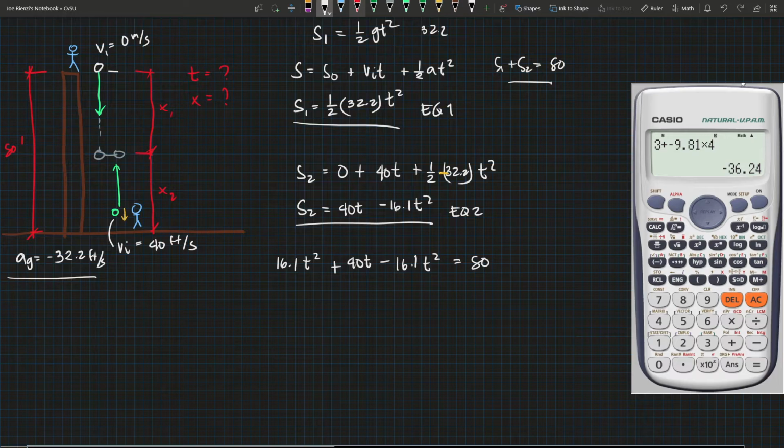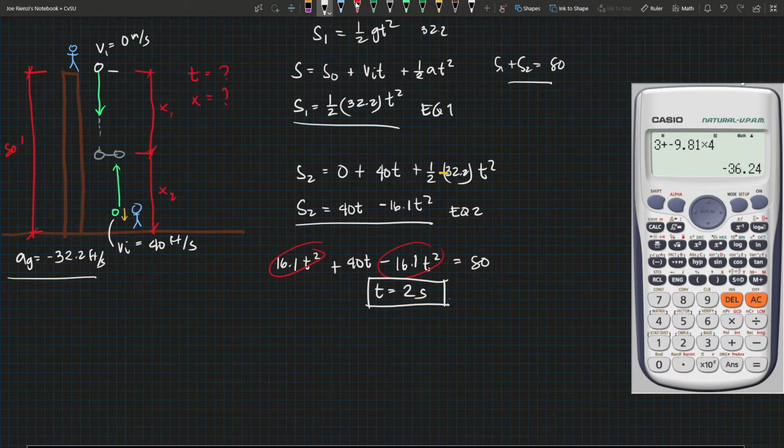Solving, syempre, mawawala to at ito dahil positive negative equal value, and then solving 40. So 80 divided by 40, that is 2 seconds. So ito yung isa nating importante. Ibig sabihin lang nito, at this point nagtagpo silang dalawa dito sa point na to. So it takes 2 seconds para sila ay magtagpo dun sa point na yon.